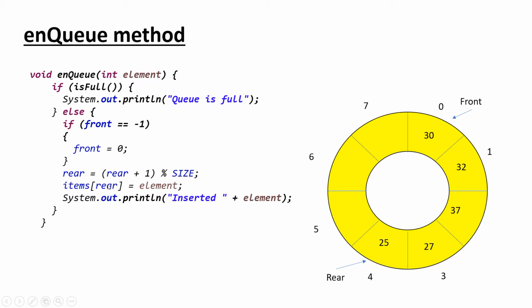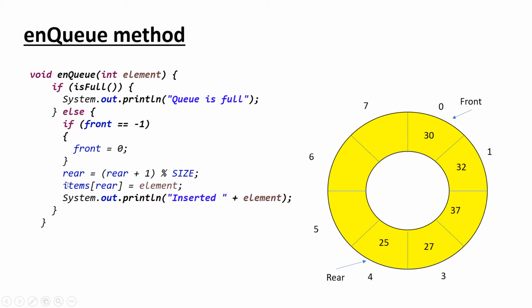So rear position is what? Its position is 0. So with this line, we are going to insert the element at the 0th position. After inserting an element, my front and my rear will point to the 0th index, just like I'm showing it here.